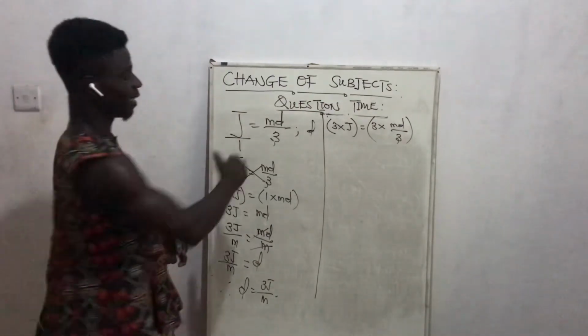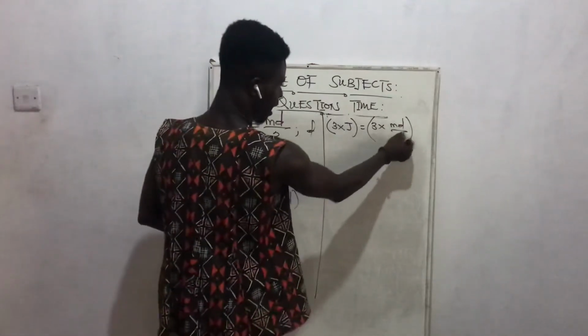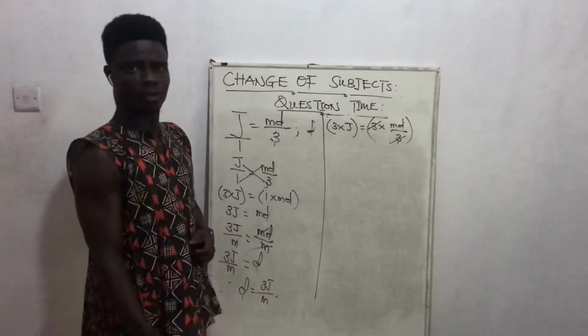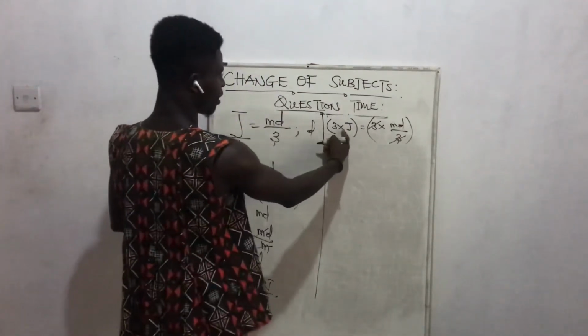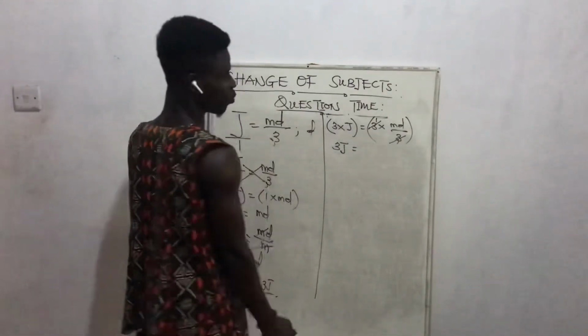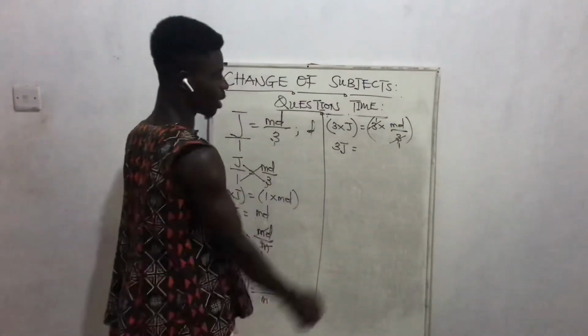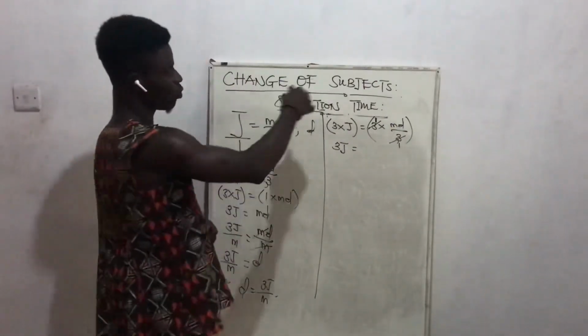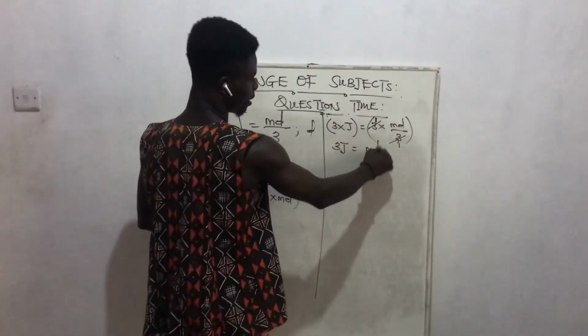That's the first method. Let's see the second method. You can see that this 3 cancels what? 3, right? So I have 3 times G, which is what? 3G equals, this one is 1, because 3 goes into itself 1, then into this one 1. So 1 times MD gives what? MD.